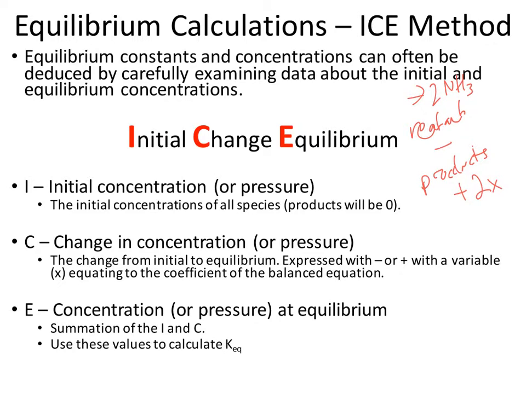And finally, our E is going to be our concentration or pressure at equilibrium. This is going to be the sum of where it started and the change that occurred. So if we started off with 0 and we had a change of plus 2x, then our concentration at equilibrium would be 0 plus 2x.